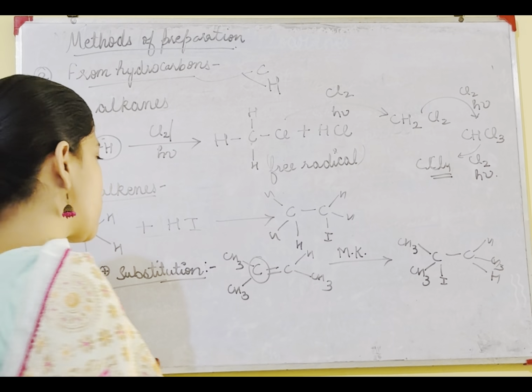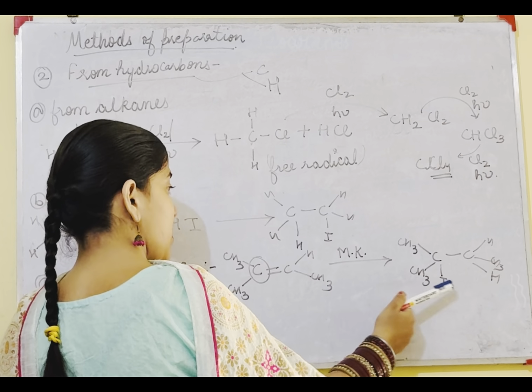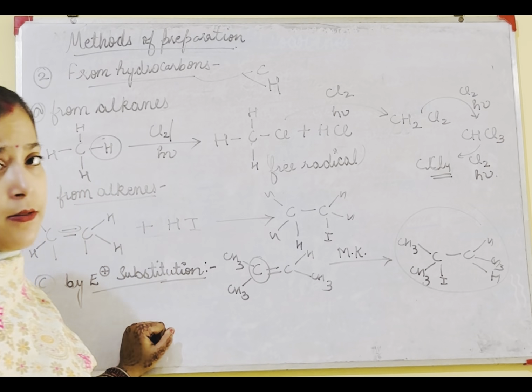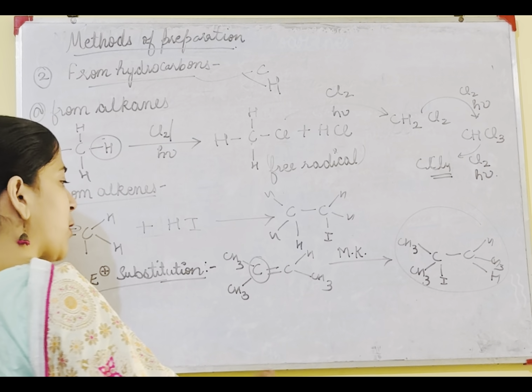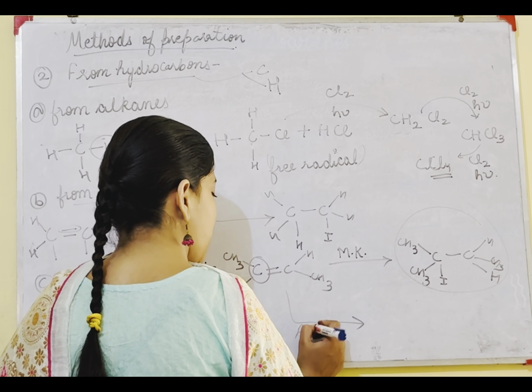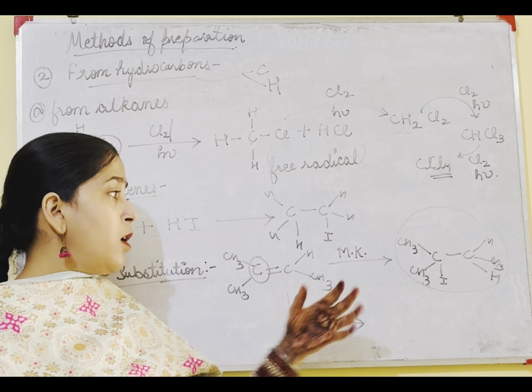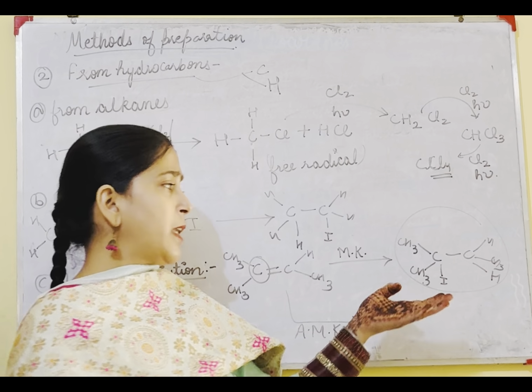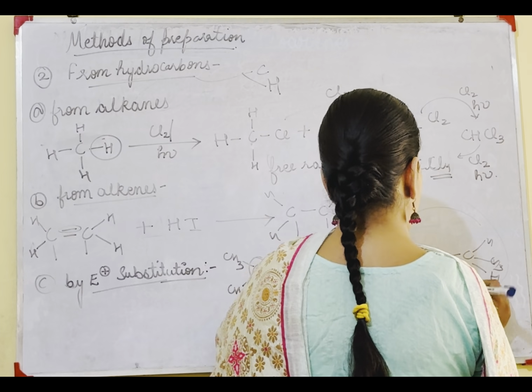Now, so we can say this is a Markovnikov product. Now with respect to this, there is another rule also, that is the anti-Markovnikov rule. Here along with this product, another product will also form, but this product will be the major amount.